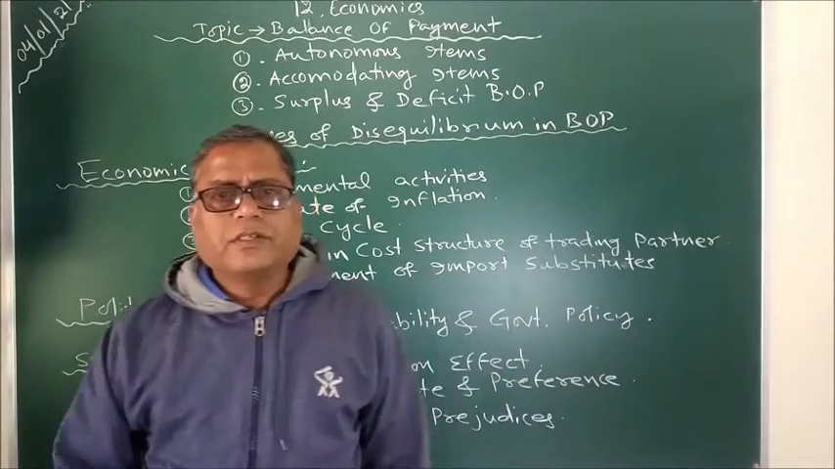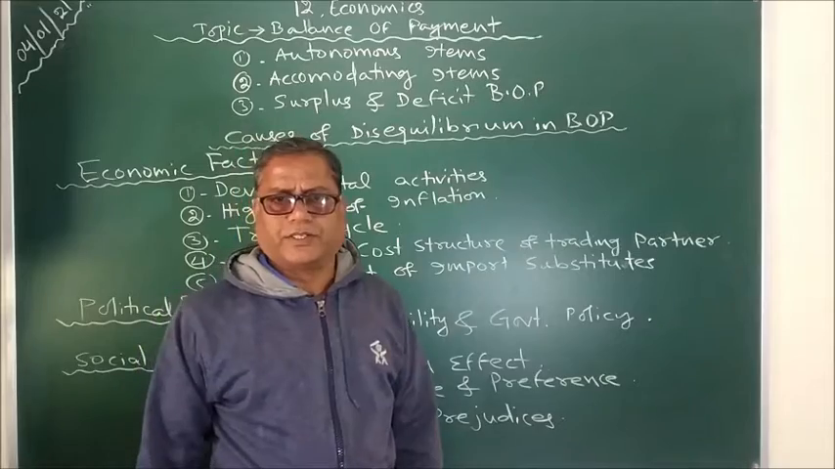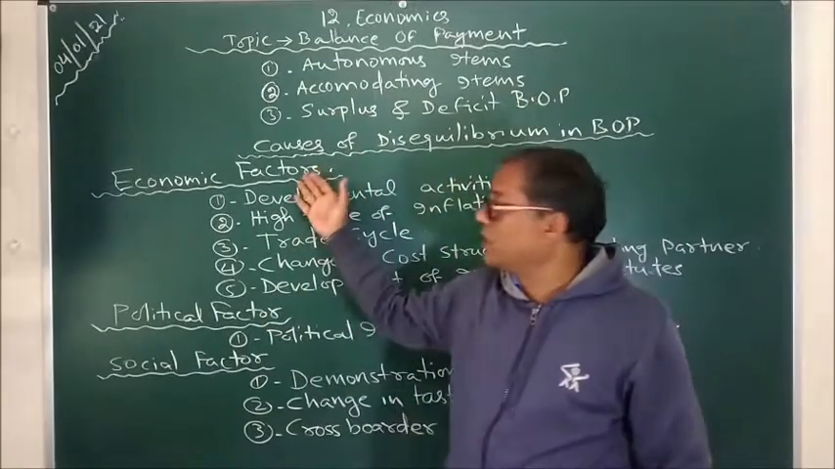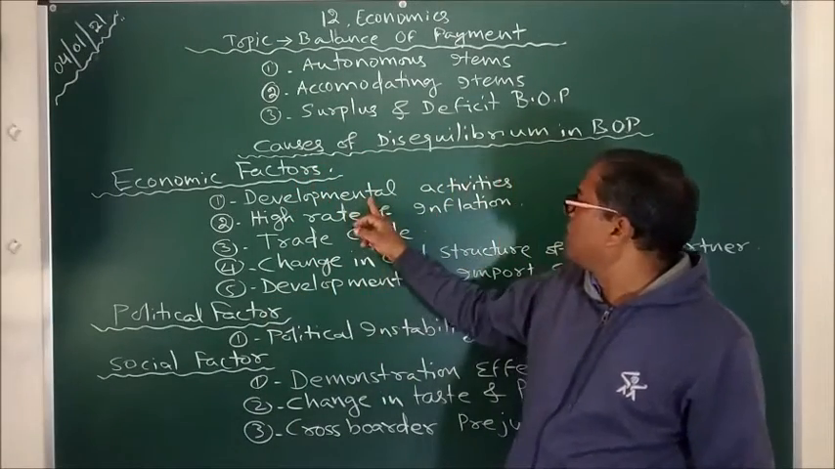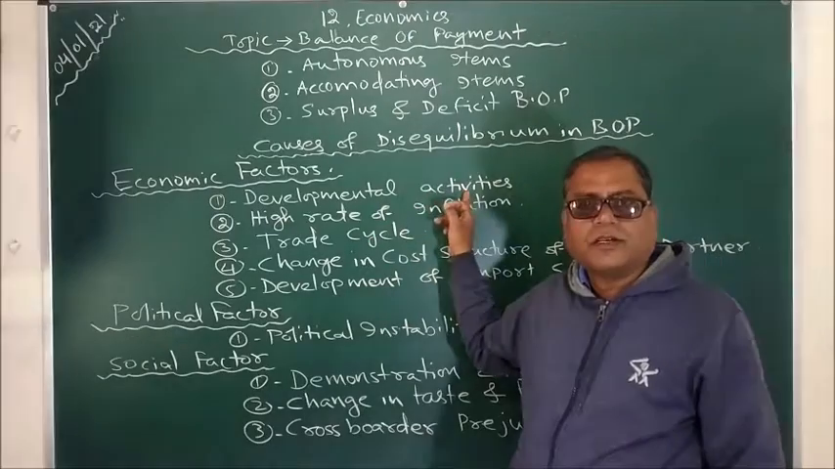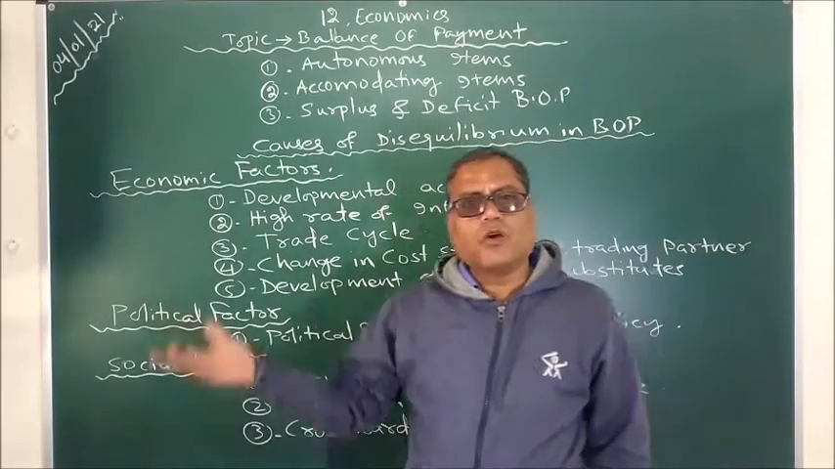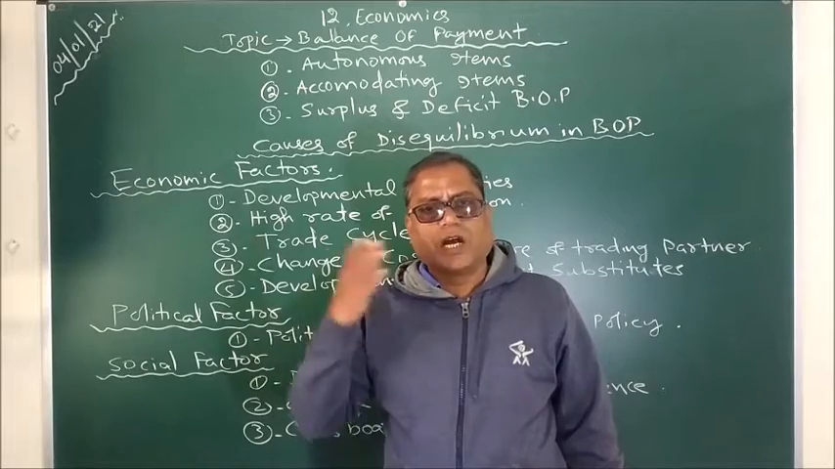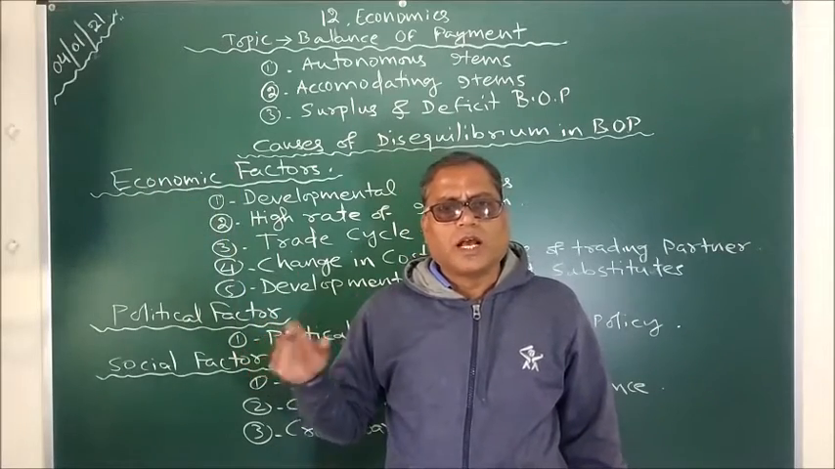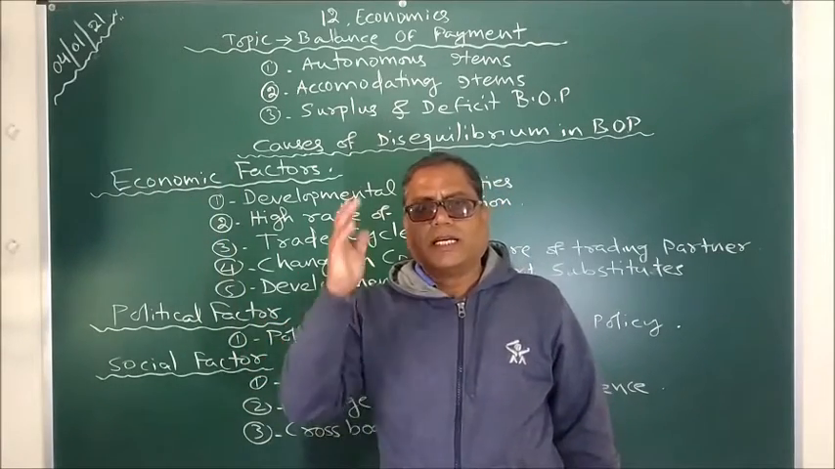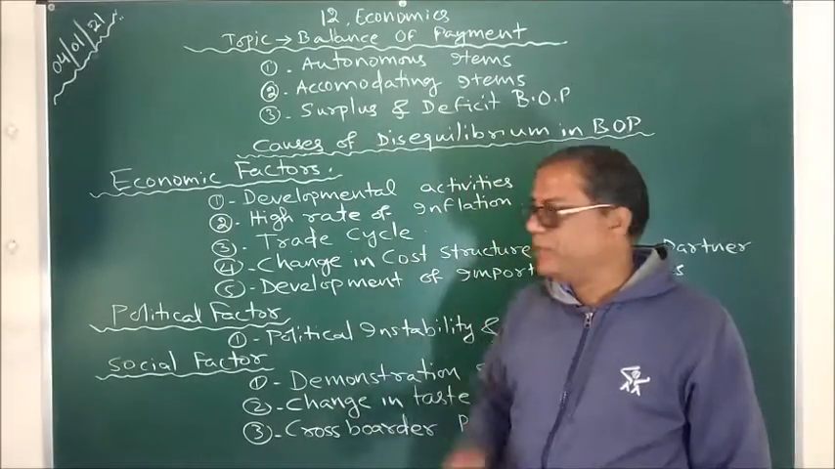The first one, economic factor: developmental activities. Government needs to entertain developmental activities. So we are discussing economic factor, and the first one, developmental activities. When we spend more on developmental activities, outflow is more, hence it would cause a deficit BOP.